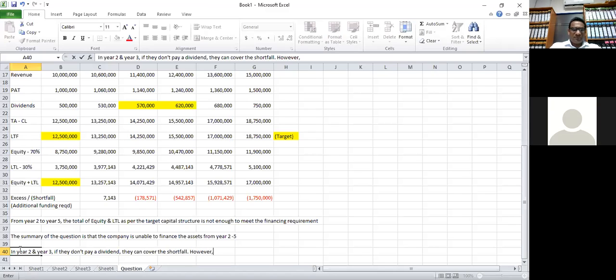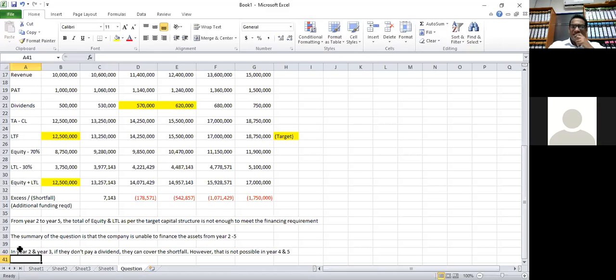However, that is not possible in year 4 and year 5. Now, is that point clear? Year 2 deficit, year 3 deficit, they can cover if they don't pay dividend. But they can't do the same in year 4 and year 5. Are we clear?